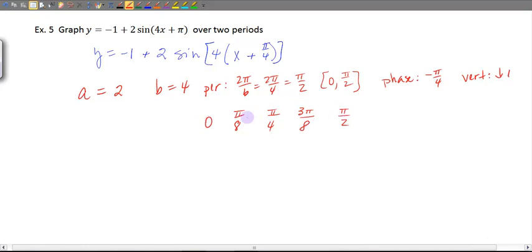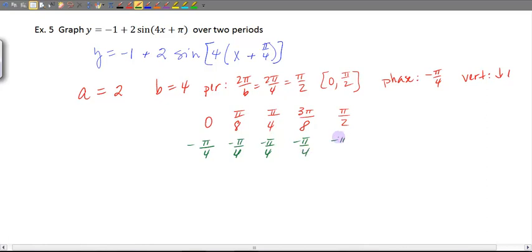So this is my interval, which is my period, which I broke up. And now I'm going to shift my intervals. This is where I'm going to do the shifting part second. So I'm going to subtract pi over 4 from each of these values.